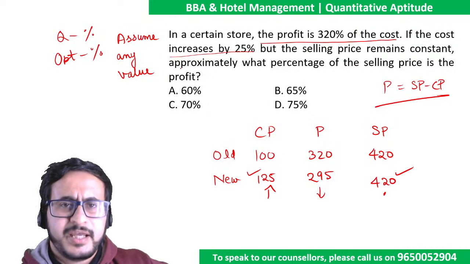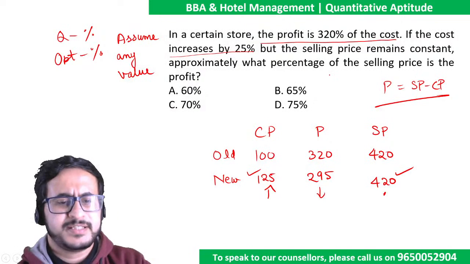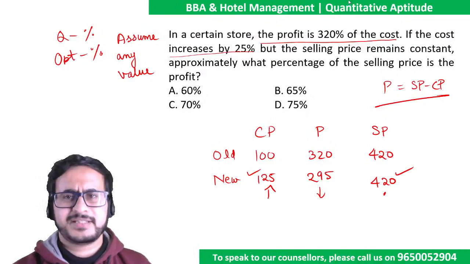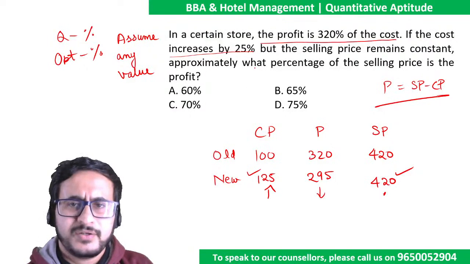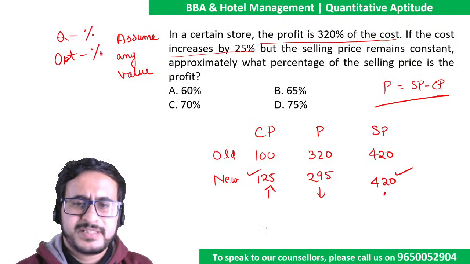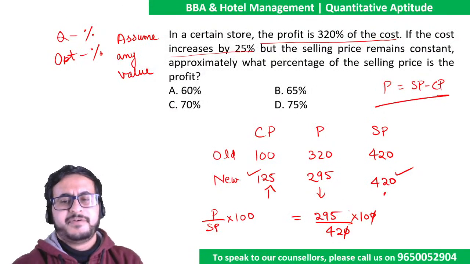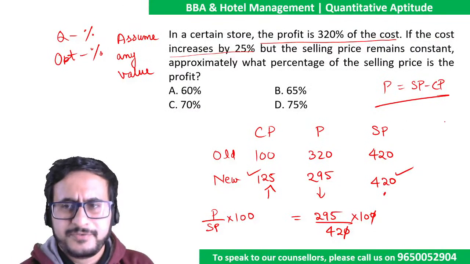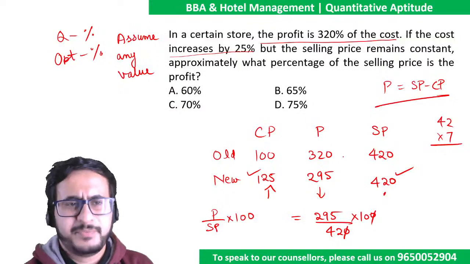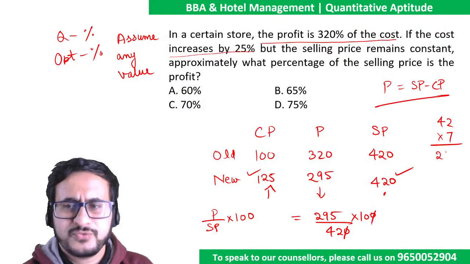Now the question asks approximately what percentage of the selling price is the profit. So read the question carefully. Whatever is asked in the question, we shall be calculating it, isn't it? So the question asks what percentage of the selling price is the profit. So basically I have to find profit upon selling price into 100. That comes as 295 by 420 into 100. Okay, so this comes as 295 into 10 by 42. Now if you know that 42 into 7, okay, so maybe you do not know the table of 42, but at least 40 into 7, you know, 280 and 14 extra, that is 294.